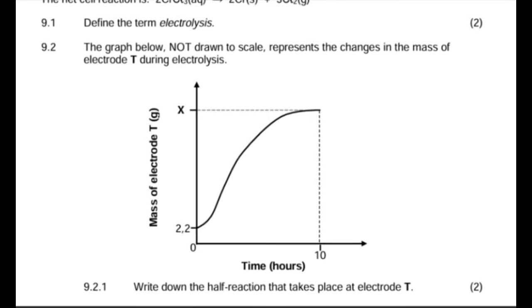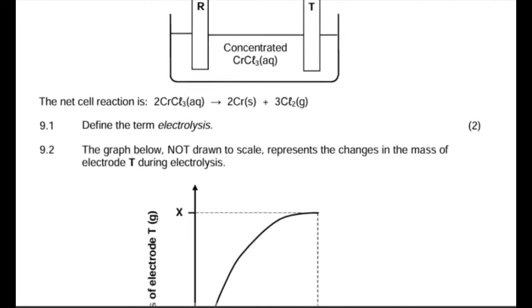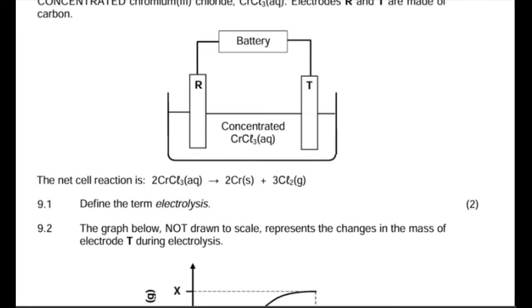Now here they said the graph is not drawn to scale and represents the changes of masses in electrode T during electrolysis. What is important here is to note whether the mass is increasing or decreasing. They are saying that this is for electrode T, so the graph is drawn for electrode T.